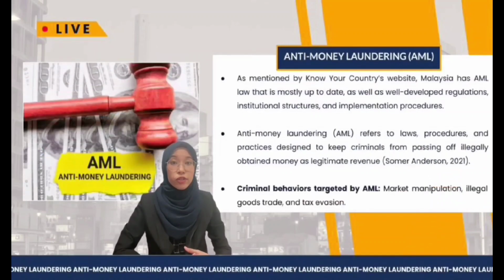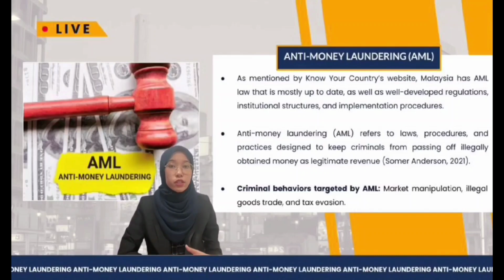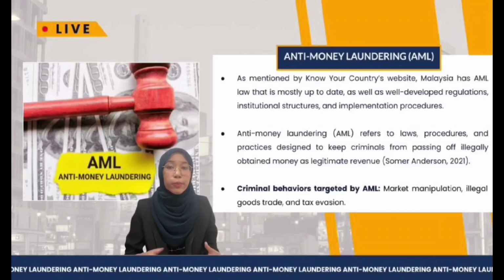As mentioned by Know Your Country's website, Malaysia has AML law that is mostly up to date, as well as well-developed regulations, institutional structures, and implementation procedures. By expanding money laundering investigation, charges, and convictions, the nation has shown continued success in efforts to enhance AML enforcement. Sommer Anderson 2021 has said that anti-money laundering refers to laws, procedures, and practice designed to keep criminals from passing off illegally obtained money as legitimate revenue. Market manipulation, illegal goods trade, and tax evasion are all criminal behaviors that AML rules and regulations target, as are the methods used to conceal these crimes.